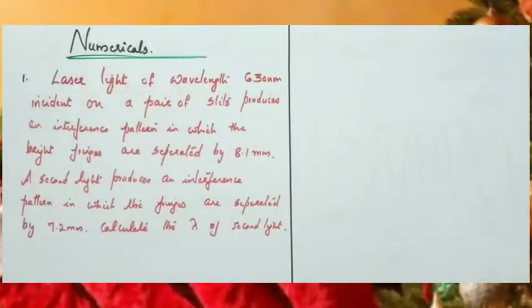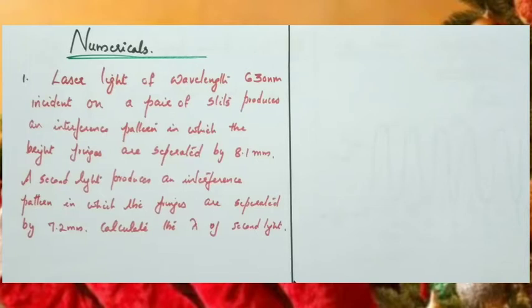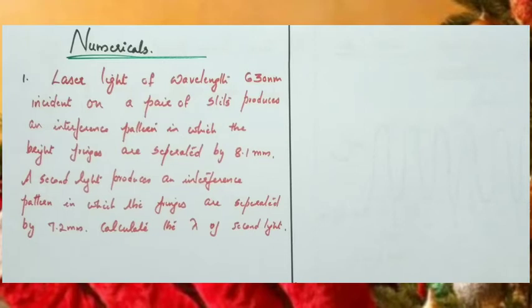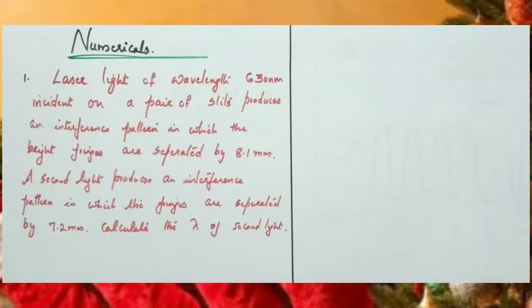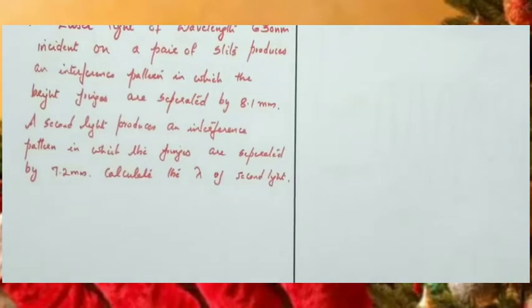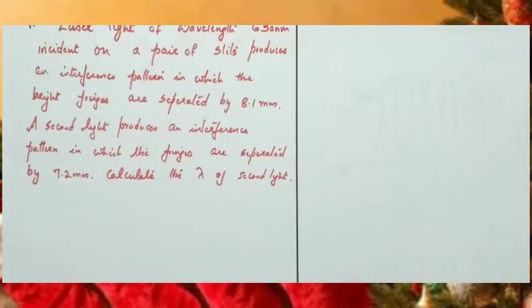Now we can do some numericals relating to interference. First question: laser light of wavelength 630 nanometer incident on a pair of slits produces an interference pattern in which bright fringes are separated by 8.1 millimeter. A second light produces an interference pattern in which the fringes are separated by 7.2 millimeter. Calculate the wavelength of the second light. So this is the question.